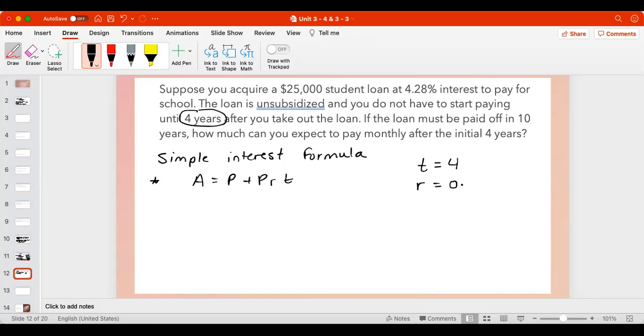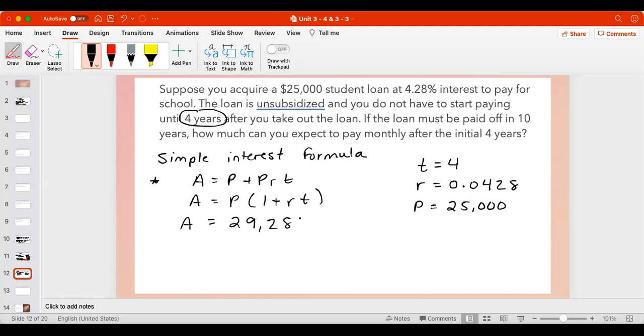The rate is this 4.28%. And the principal is $25,000. I'm going to put all of that into this formula, which you can write like this one or like this. Stick that in the calculator. And I got A is equal to 29,280. Let me just double check my work.